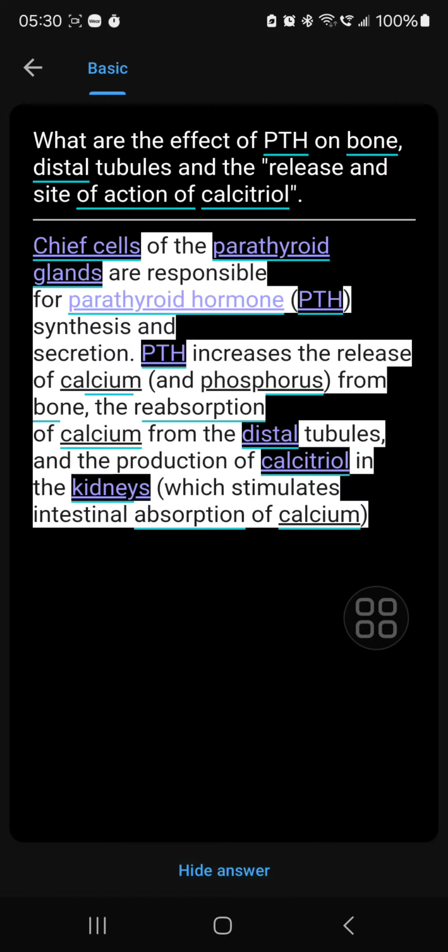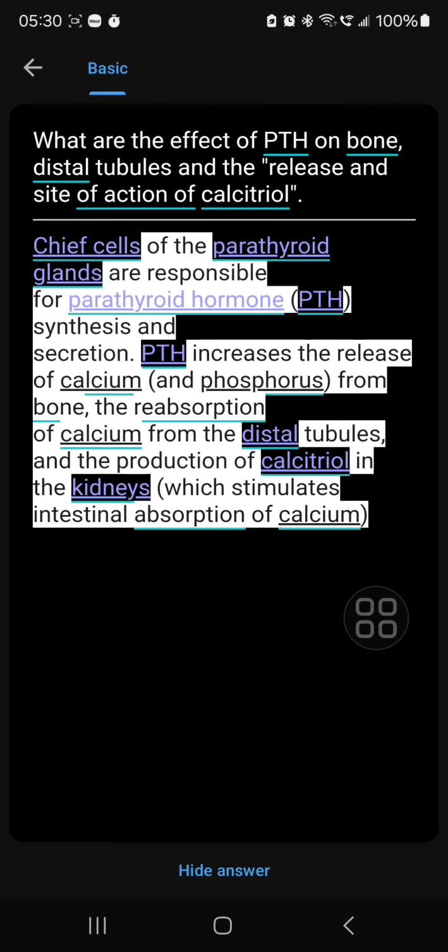So the effect of PTH on bone, distal tubules, and the release and the site of calcitriol. So in different organs of the body, in different parts of the human system, we have different functions of PTH. On the bone it acts differently, and on the distal tubules it acts differently.